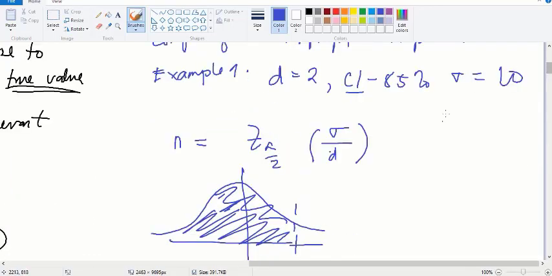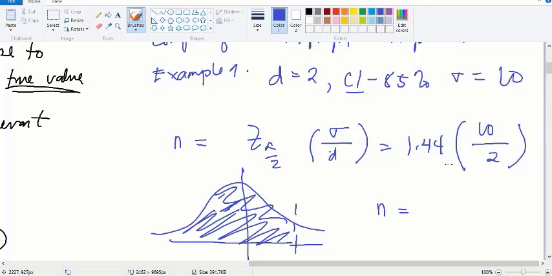Okay? So, going back here, 1.44 times the standard deviation is 10 over d is equals to 2. Kukwentahin na lang yan. 10 divided by 2 times 1.44 equals 7.2. So, n is equals to 7.2.